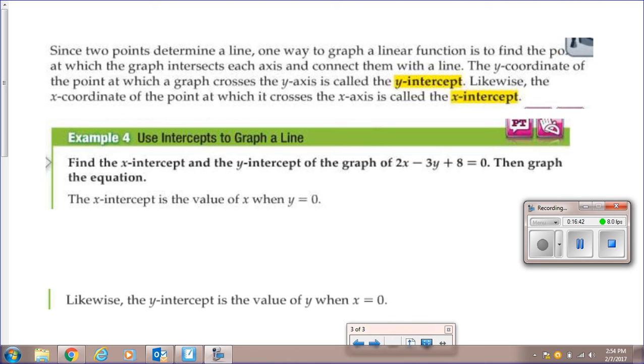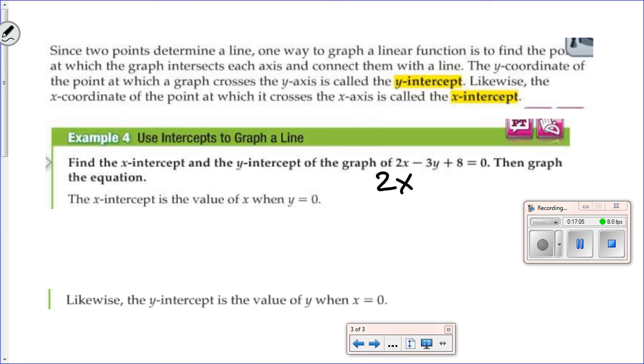So what we're going to do is use the intercepts to graph a line. Example 4: find the x-intercept and the y-intercept of the graph of 2x minus 3y plus 8 equals 0. Then graph the equation. It will be useful to get this one into standard form first. To do that, we need to take 8 away from both sides. 2x minus 3y is equal to -8.